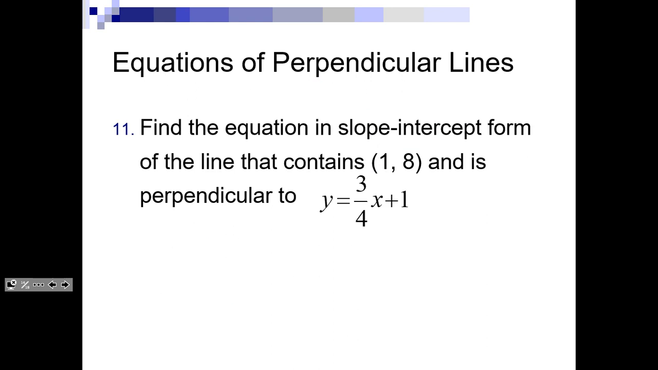Now we are trying to convert to slope-intercept form. So we will start in point-slope and convert to slope-intercept. So we first need to find the perpendicular slope. So this slope will be -4 over 3. And then we are going to plug in for our x1 and y1 into point-slope form, and we get y minus 8 equals -4 over 3 times x minus 1.